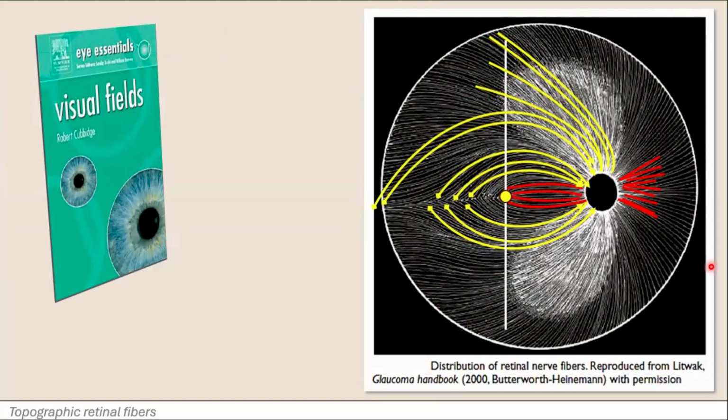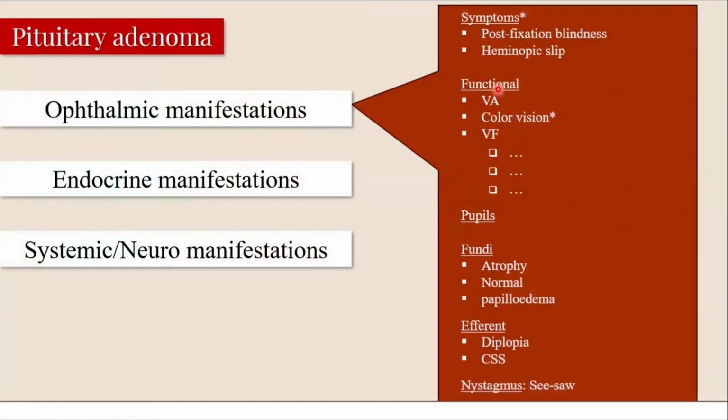Okay, so back to pituitary adenoma. We talked about the visual field defects, which is typical, the bitemporal hemianopia, more superior. How about fundus examination? If we go back here to the manifestations, we have fundus. So we have some papilledema, as you mentioned, but it's very rare. The fundus may be normal, and there might be some kind of specific atrophy. Can anyone tell me what is the appearance of atrophy in case of pituitary adenoma?